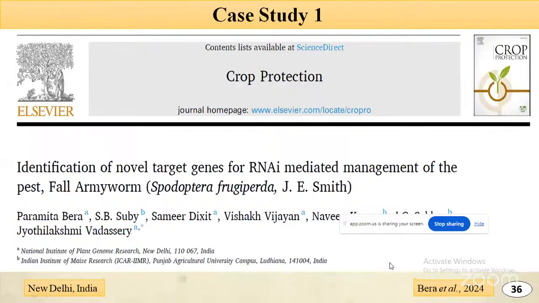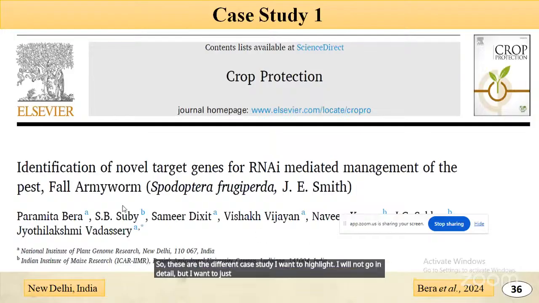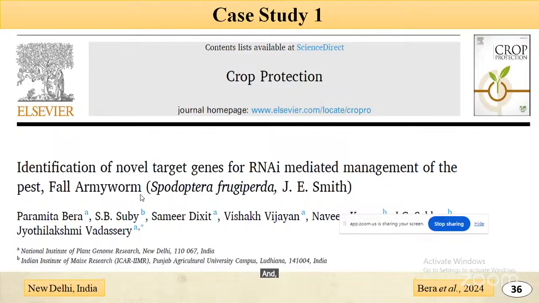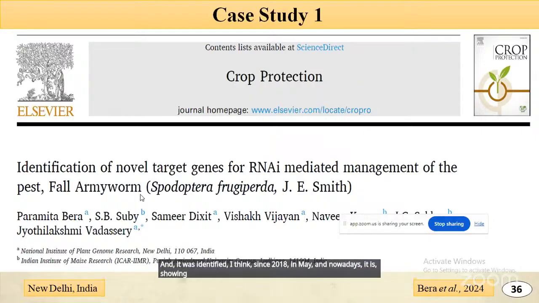So these are the different case studies I want to highlight. I will not go into detail, but I just want to show that this case study shows the identification of a novel target gene of RNAi mediated in fall armyworm. For the people who are not from a core agriculture background, I want to highlight that fall armyworm is one of the major insects of Spodoptera, which we call Spodoptera frugiperda, and it was identified, I think, in 2018 in maize. Nowadays it is showing up in many crops like sorghum, rice, sugarcane, etc. because it is polyphagous in nature.